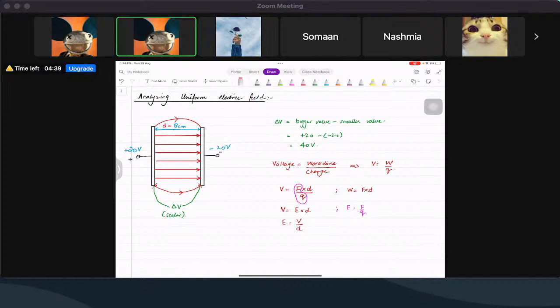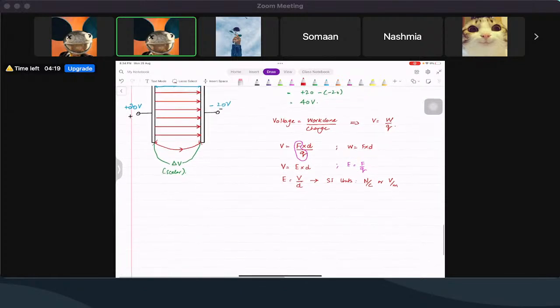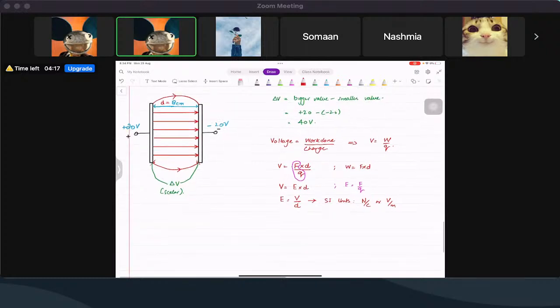F upon Q and V upon D, where for this formula, just remember, the SI units could be either Newton per coulomb or volts per meter. Basically they have the same basic unit, so they define the same quantity, right? Now in this formula I just want to tell you that this particular thing is the change in potential, which is basically the voltage. This is the distance between plates. So this is how it relates, right?